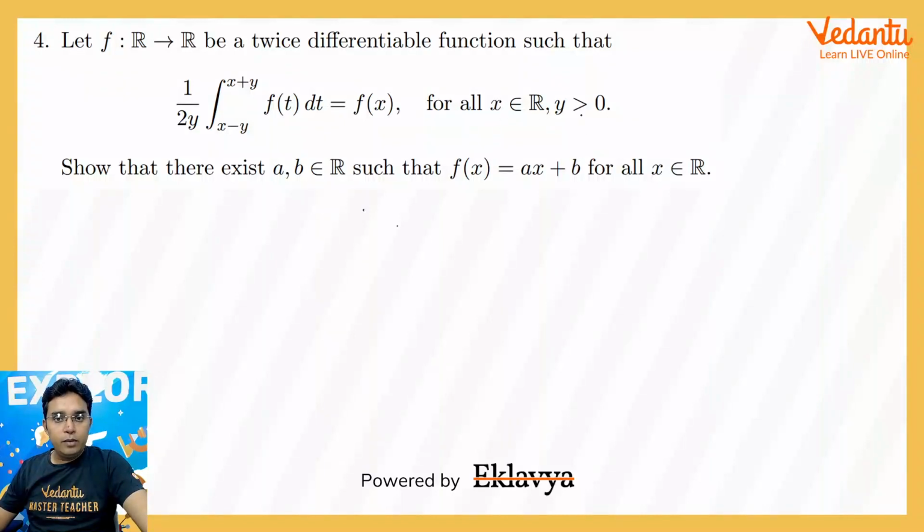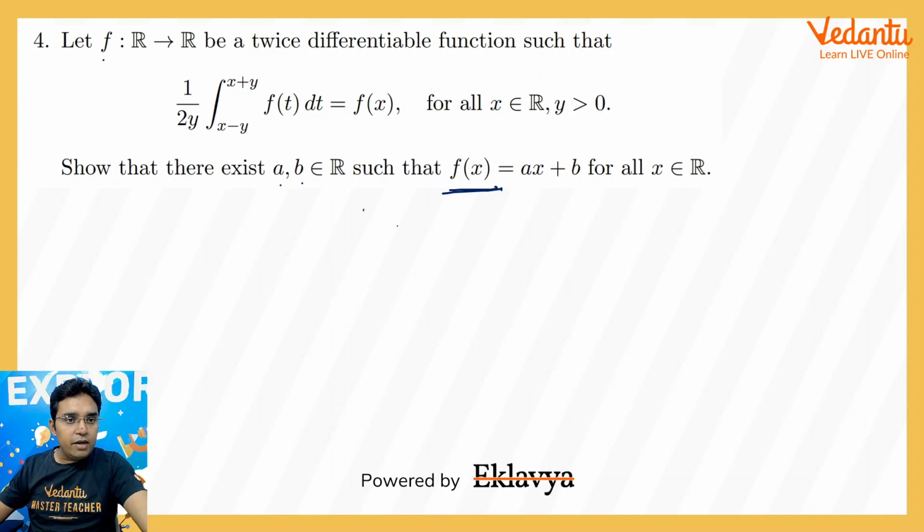For all x belongs to R, y greater than 0. Show that there exist a, b belongs to R such that f(x) is equal to ax plus b for all x belongs to R. That means we have to prove that f(x) would be a linear function.